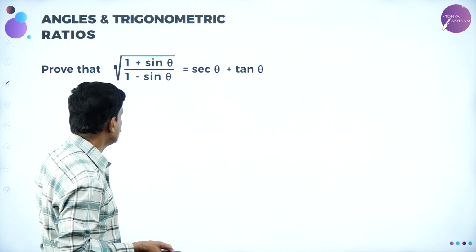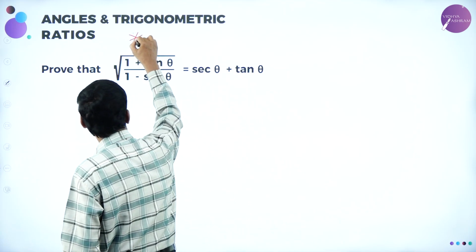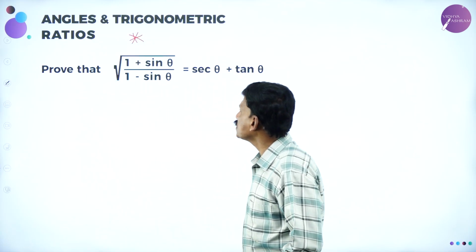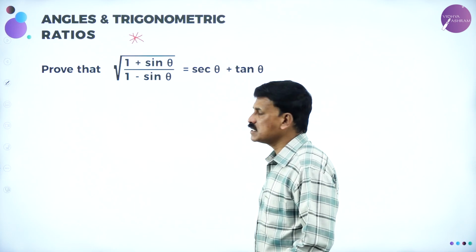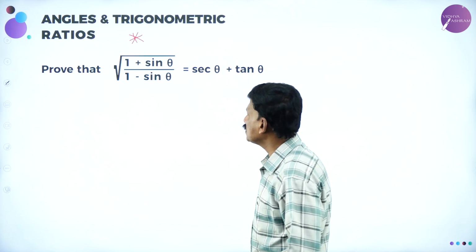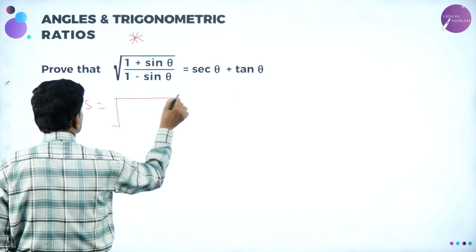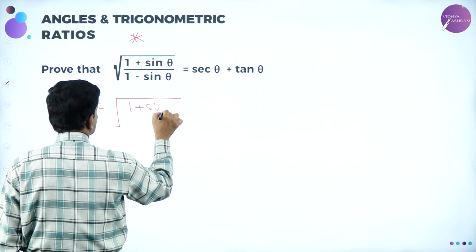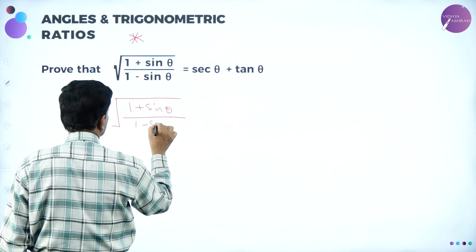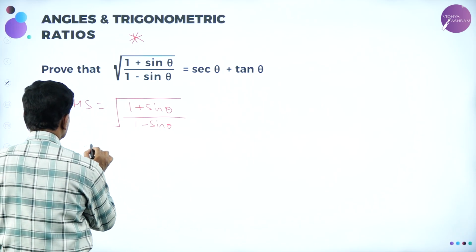Now move on to the next problem. This is also a very important problem. Prove that square root of 1 plus sin theta divided by 1 minus sin theta is equal to secant theta plus tan theta. So let us take LHS. What is LHS? Root of 1 plus sin theta divided by 1 minus sin theta. Just multiply both numerator and denominator.